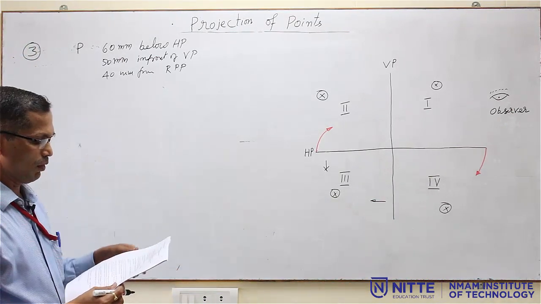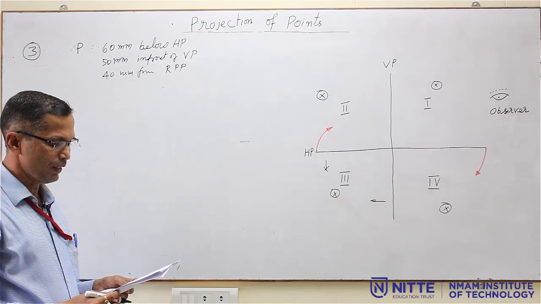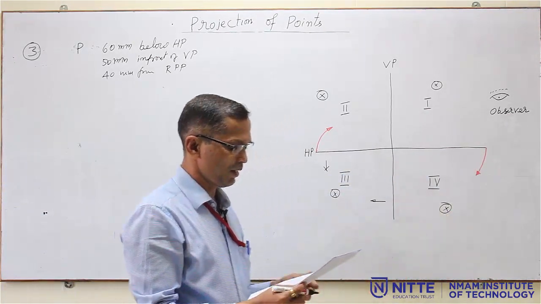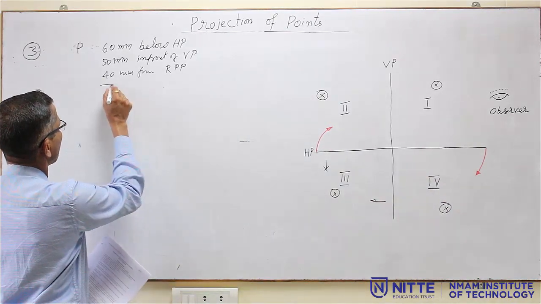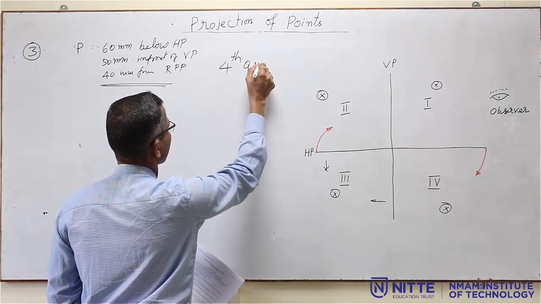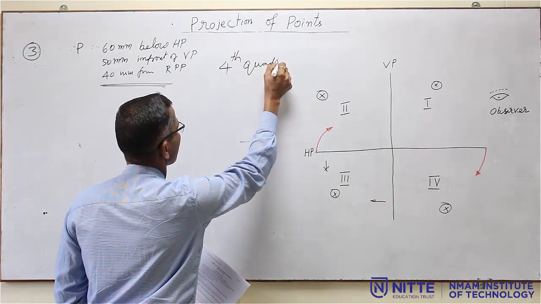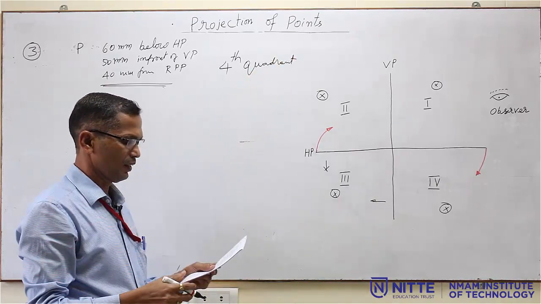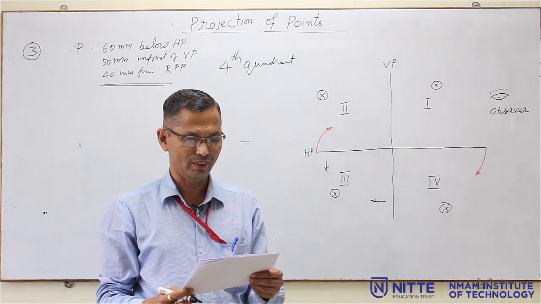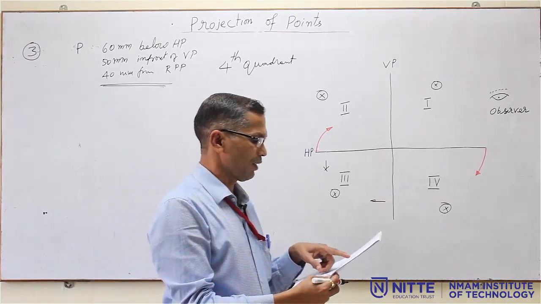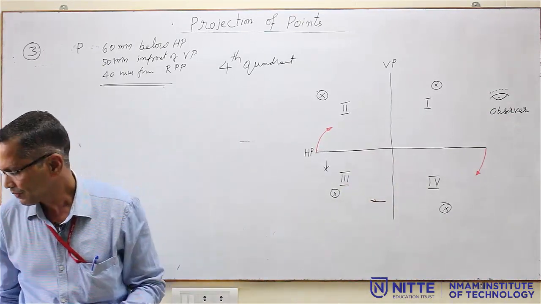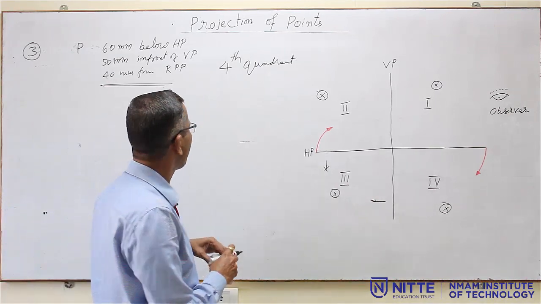Now, here you can see that the point is below HP and in front of VP. That means the point belongs to the 4th quadrant. You have to write this as the answer, because they have asked the question, state the quadrant in which it lies. So, the point lies in the 4th quadrant. Why? It is given below HP and in front of VP. Below HP and in front of VP means it is the 4th quadrant. Now, you have to solve it accordingly.